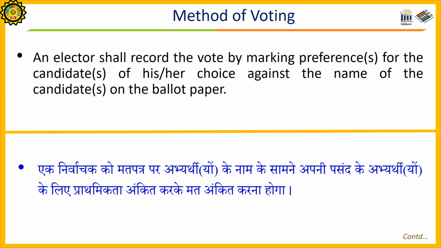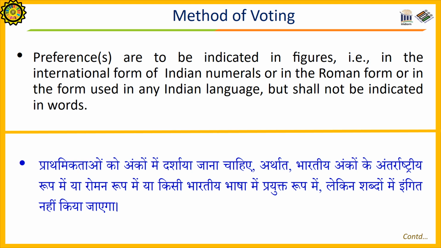Method of voting. An elector shall record the vote by marking preference for the candidate of his or her choice against the name of the candidate on the ballot paper. Preferences are to be indicated in figures, that is, in the international form of Indian numerals or in the Roman form or in the form used in any Indian language, but shall not be indicated in words.